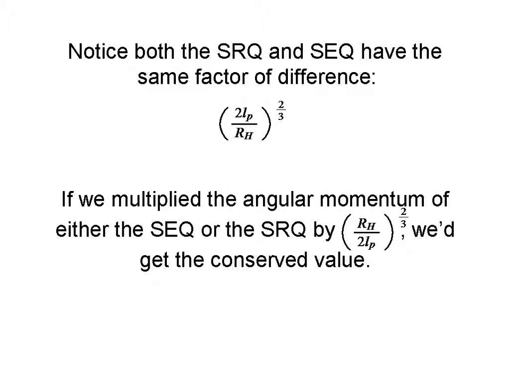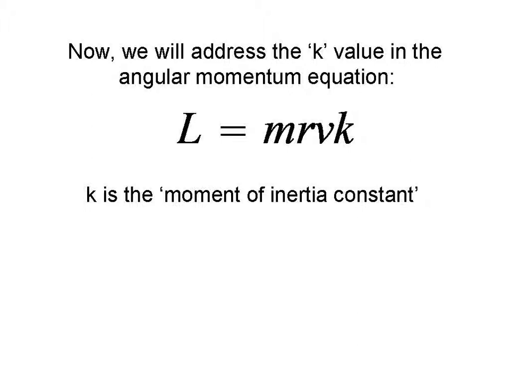So again, we've seen that both the SRQ and SEQ have the same factor of difference. And if we multiply the angular momentum of either the SEQ or the SRQ by this factor, R sub h over 2LP to the 2/3 power, we would keep the conserved value. Now we will address the k value in the angular momentum equation, where angular momentum is equal to mass times radius times velocity times k, where k is the moment of inertia constant.